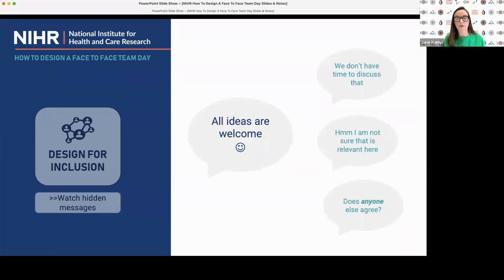Final thing just to think about is designing for inclusion. So we want to create a safe space where everybody feels happy to contribute. It's really important that there is that psychological safety. If I come up with an idea, someone's not going to roll their eyes or shut it down. I don't have to worry about whether somebody perceives it to be silly or a wrong idea. So thinking about how we create that environment so it feels safe for everybody to contribute.